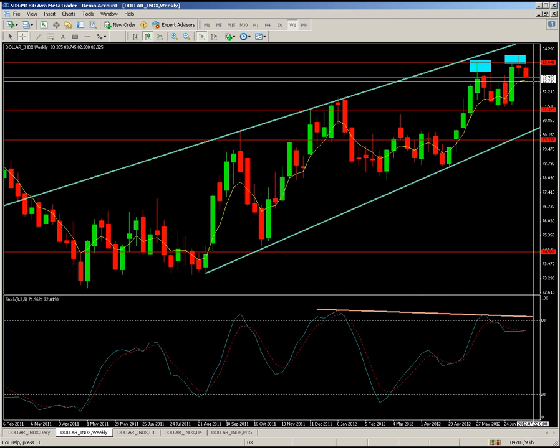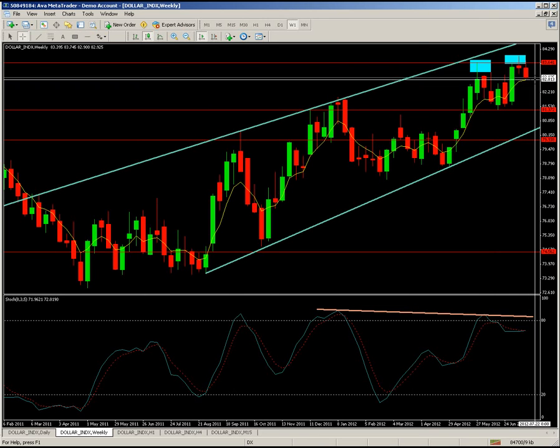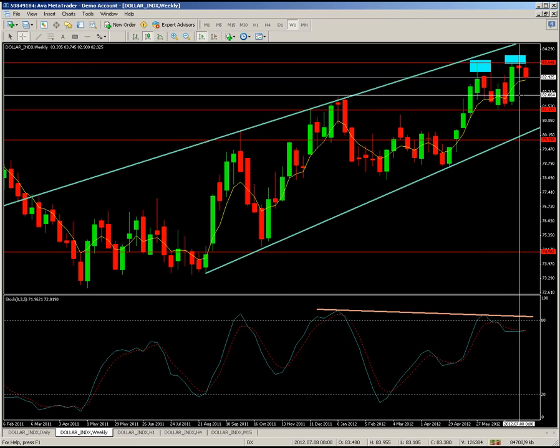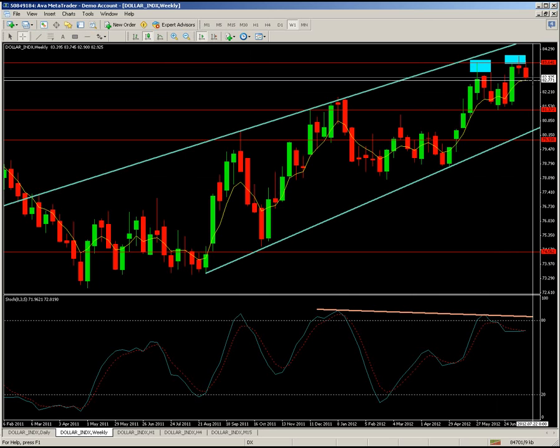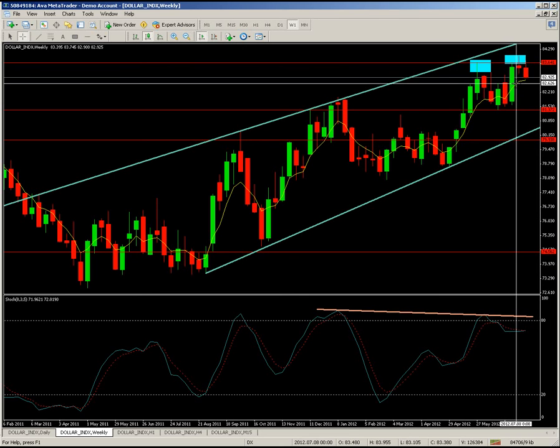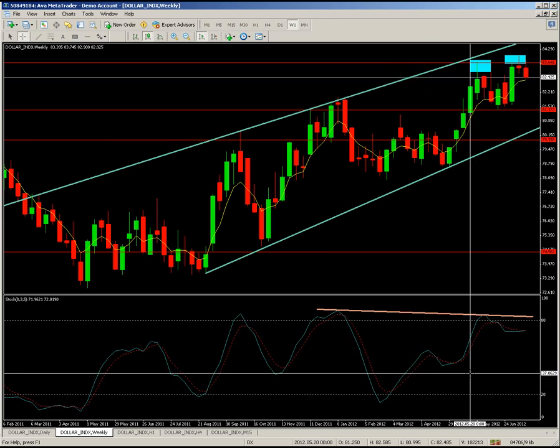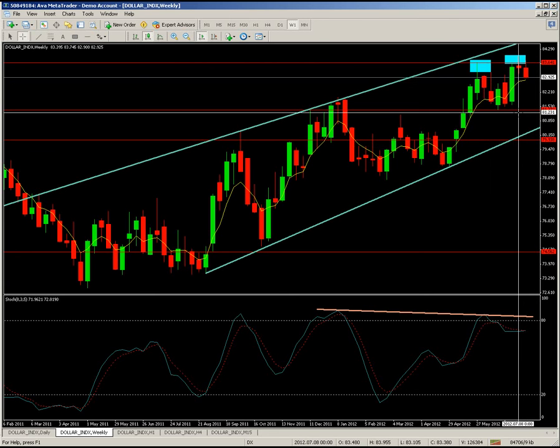It'll be interesting to see whether we get a reaction off that, whether it provides us with some dynamic support or not. I will be looking out for that, and the 5 EMA at the moment is 82.77, so a good 15 pips below the current price action. So on the weekly chart, that's pretty much it.